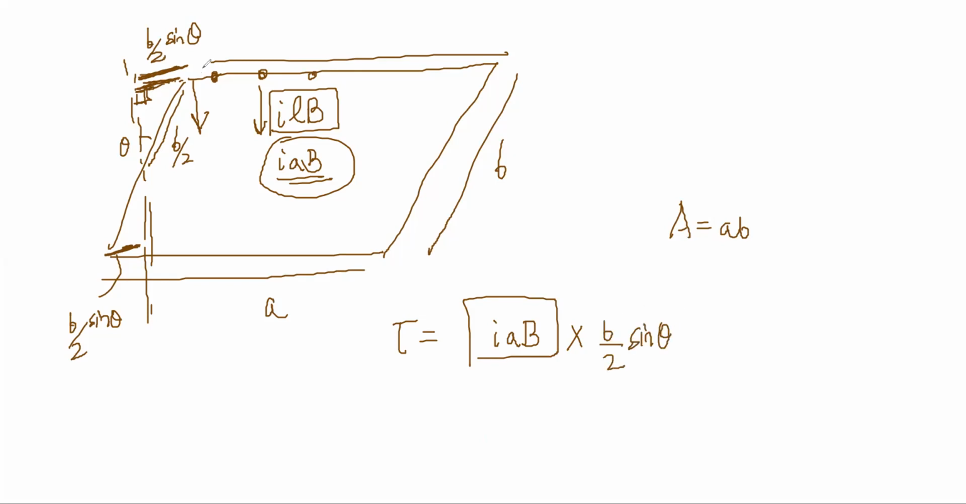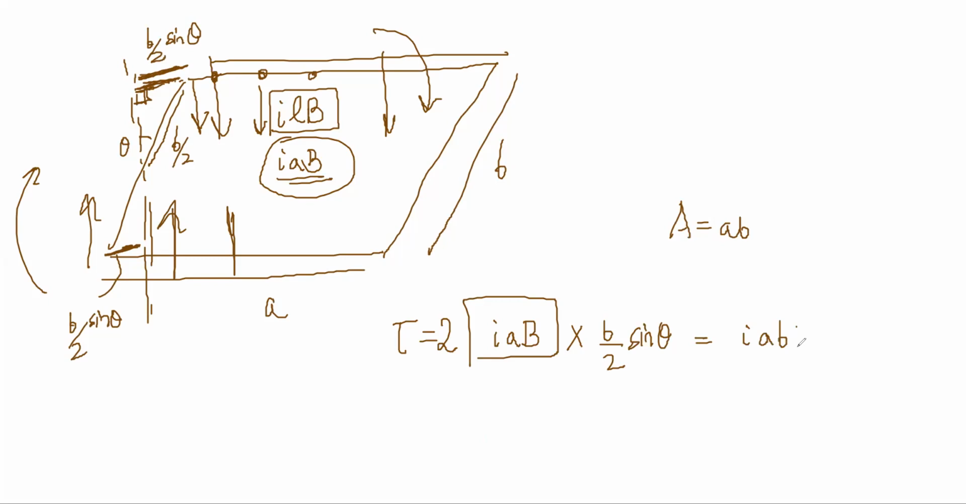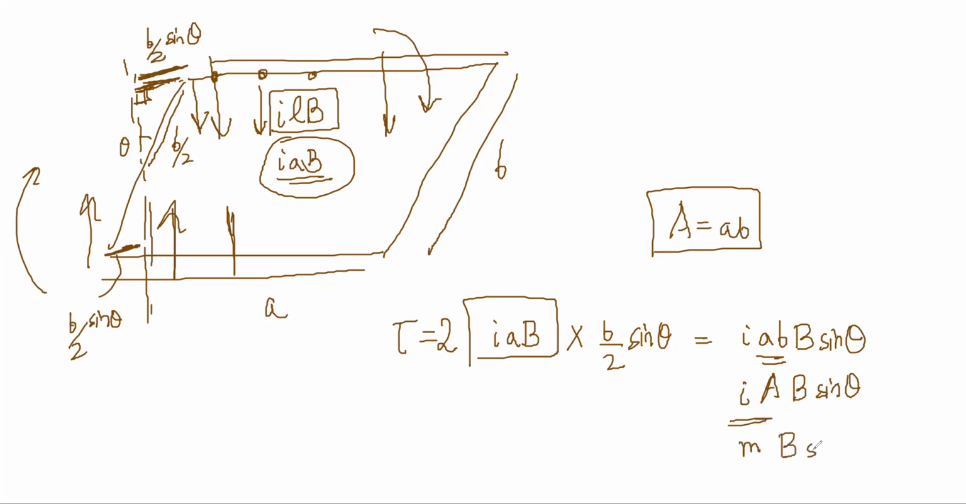So this is one torque which pulls it down, and the opposite force on this side pushes it up, right? And they are turning it in the same sense, right? So total torque becomes double of that, which becomes IAB B sine theta, right? And now this is A, right? Area is AB, so IAB sine theta. And now IA is my magnetic moment, so MB sine theta.